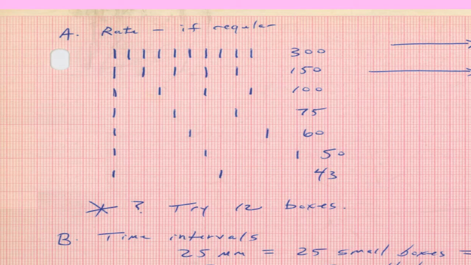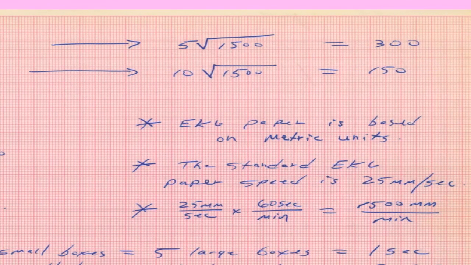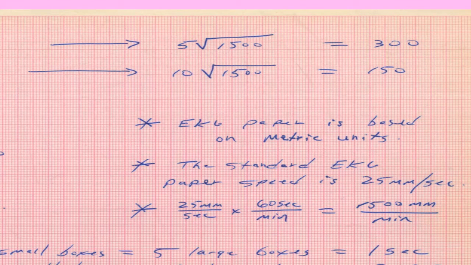This is one way to get the rate, and again, it has to be regular. We'll do a little practice with this and some of the counting technique in a few minutes. The idea is that you take the number of small boxes between R waves, which on the top one would be 5, since a large box is 5 small boxes, and divide that into 1,500. 1,500 is a constant. You get the heart rate of 300. If you divide 10 in there, you get the heart rate of 150.